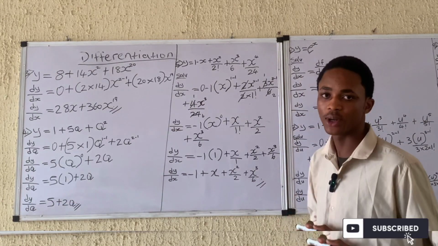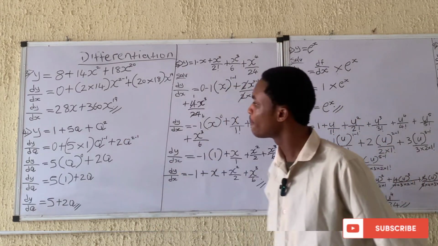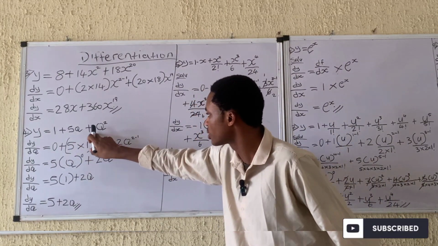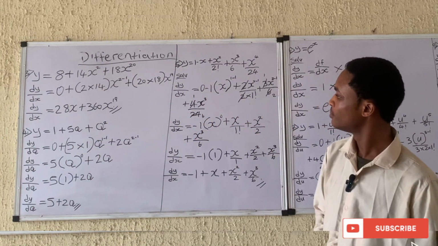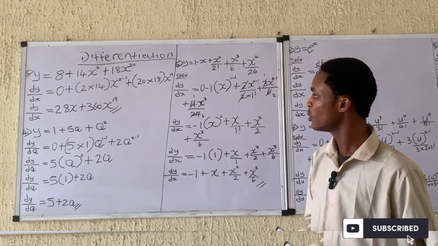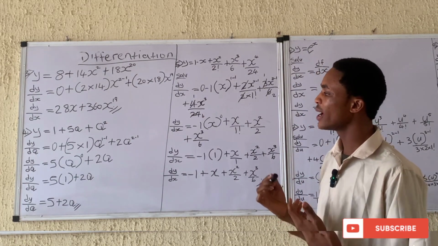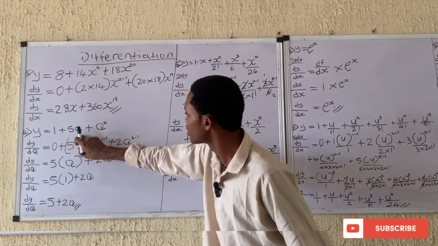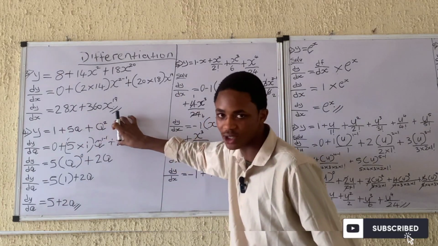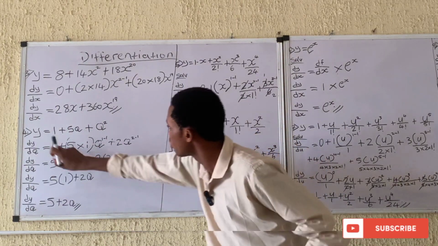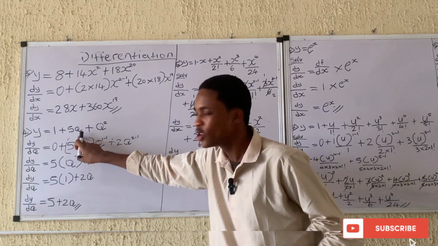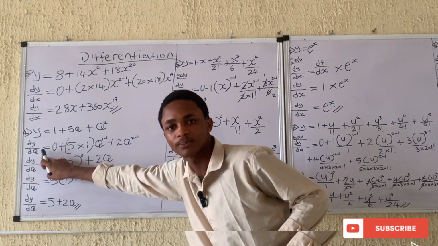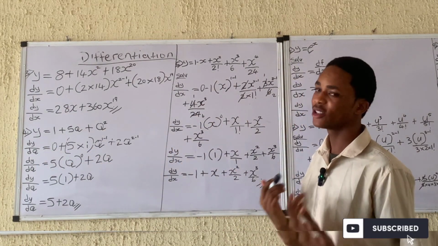Now, let's dive into question 4. y equals 1 plus 5q plus q squared. If I had to go with this kind of question, they can't just say dy/dx, because this x is not in this question. So we are differentiating y with respect to q this time, not x. So the right approach to this one is dy/dq. Please don't forget, that's how it is done.